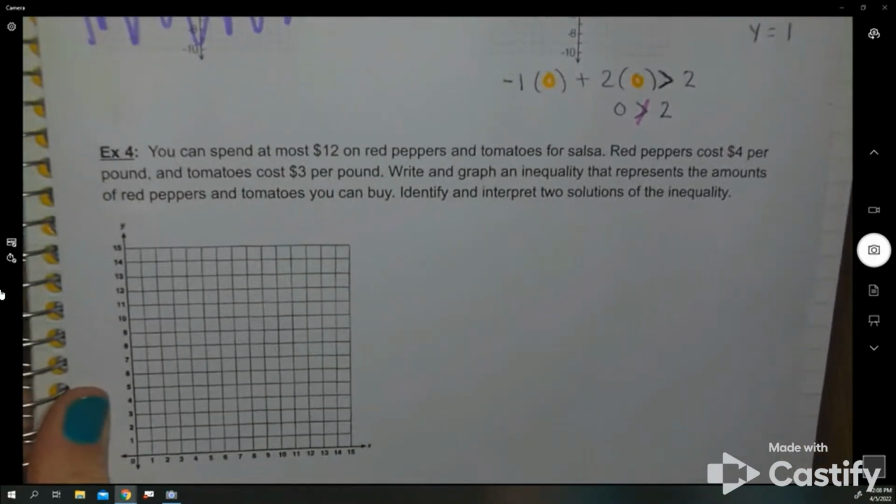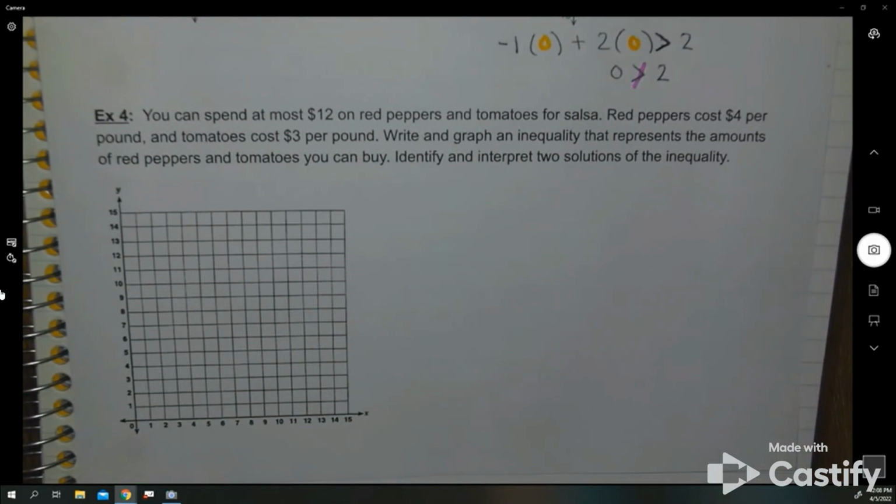All right, so example 4 says you can spend at most $12 on red peppers and tomatoes for salsa. Red peppers cost $4 per pound and tomatoes cost $3 per pound. Write and graph an inequality that represents the amounts of red peppers and tomatoes you can buy. Identify and interpret 2 solutions of the inequality.